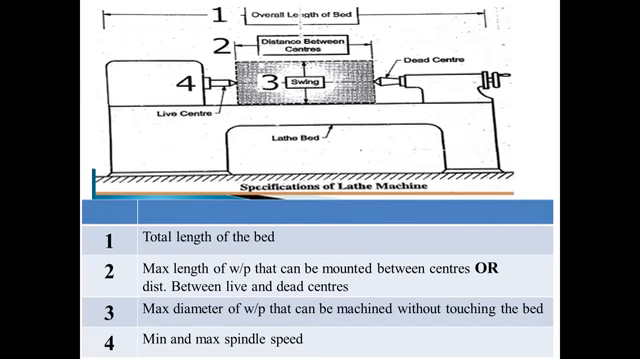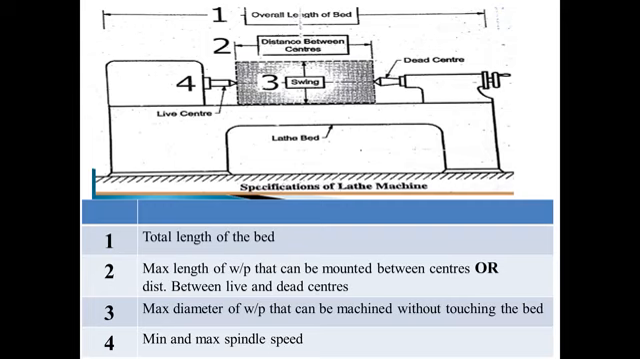So let's go and discuss this part as specification of lathe. The lathe machines are specified with four different parameters. First is overall length of lathe machine, that we call as overall length of bed. Second is distance between the centers, that is distance between the live center and dead center. Third one is a swing, where swing is the maximum diameter of workpiece that can be machined.